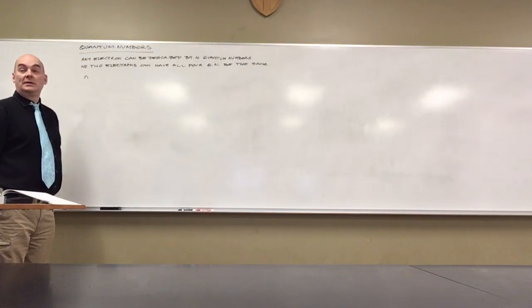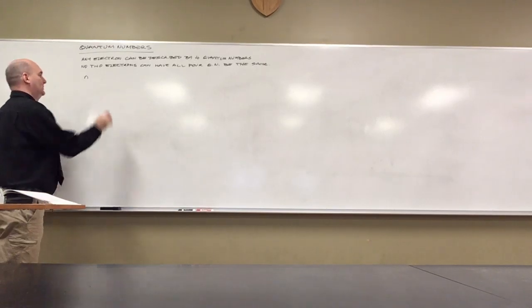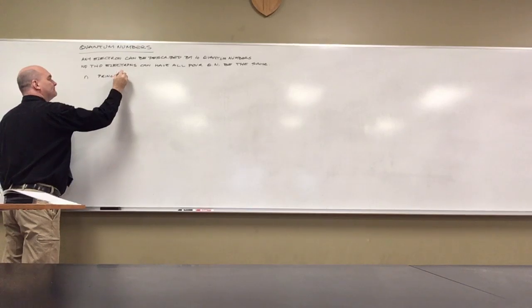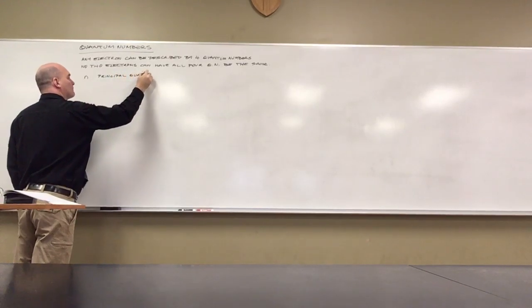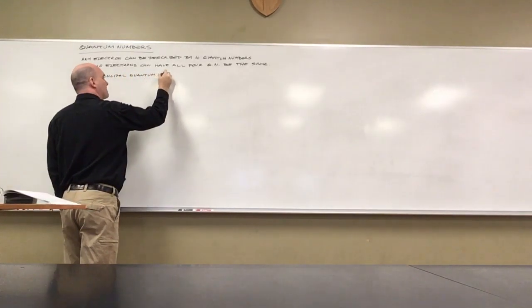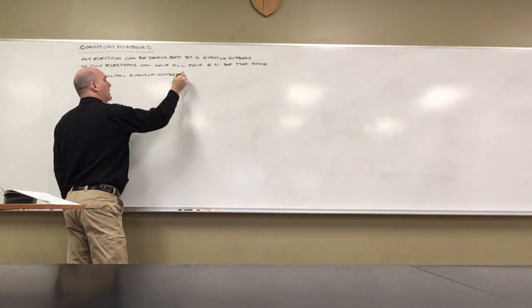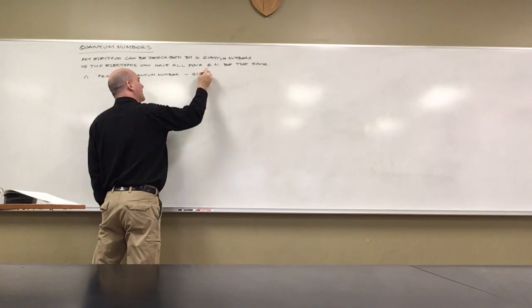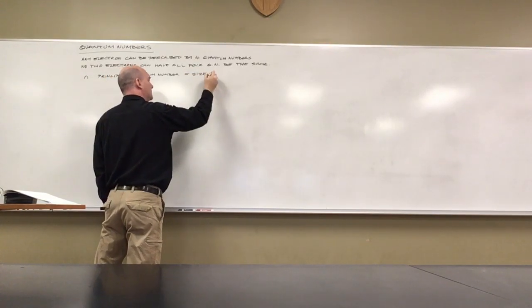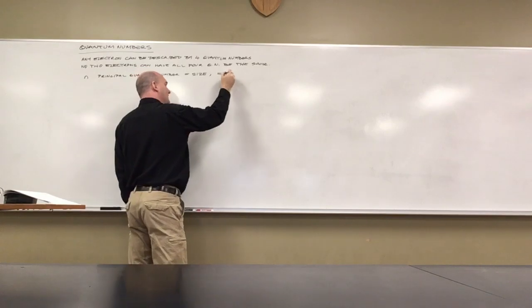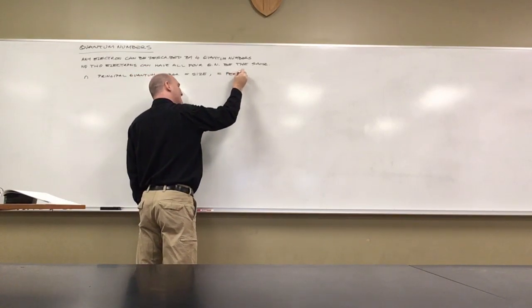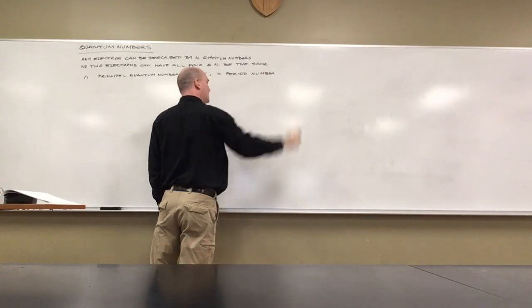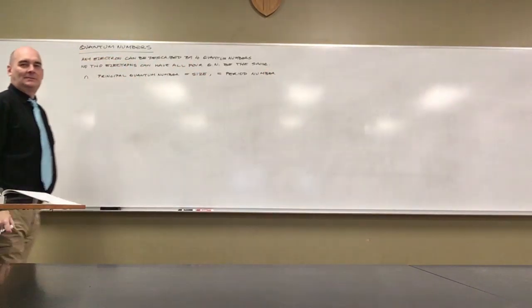Quantum number 1 is n. N is the principal quantum number. And it describes size, it also is equal to the period number on the periodic table.